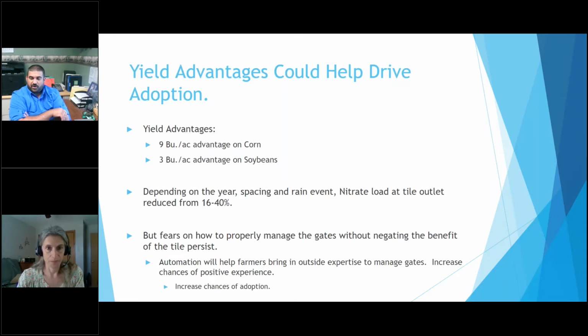But for our customer base, it's definitely the yield advantages in the corn and the beans that are pushing the interest, not necessarily the nitrate load reduction that's happening, because the nitrate load reduction economically isn't a big enough drain on their overall pocket. But we do fight way more fear on how to properly manage those gates and make sure that they don't start backing up water, that they don't cause harm. And that's where the automation, I think, in that next spot is going to be huge. And that's all I have.